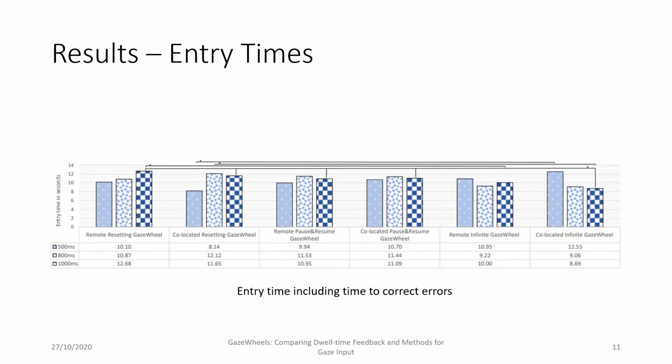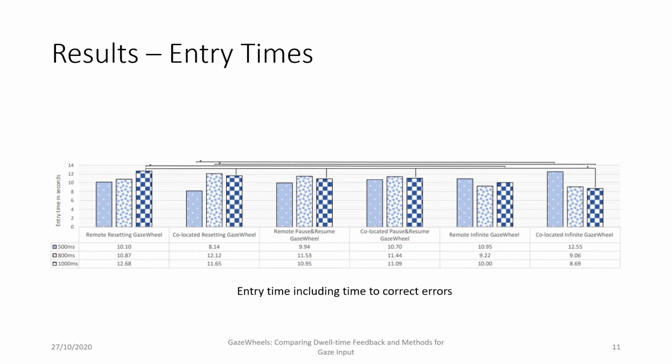Now let's take a look at the results. The graph shows the entry times using the different methods and different dwell times, and these entry times actually include the time taken to correct any errors. So let's say, for example, you enter a 4-digit PIN. The last digit that you enter is incorrect, so you had to delete it, and then you had to enter a new one. Actually, the shown entry times here include all of that time.